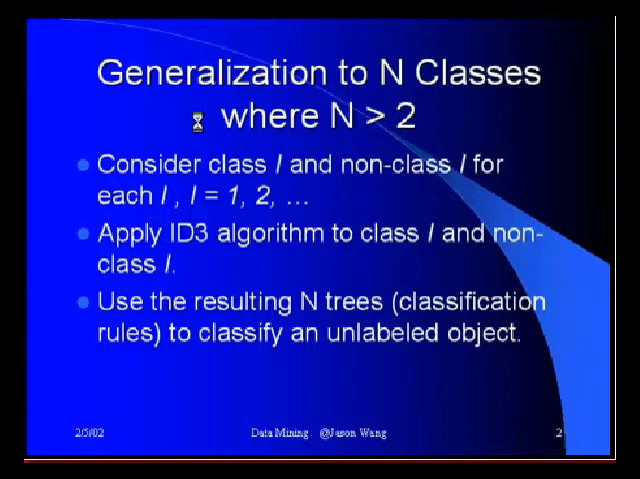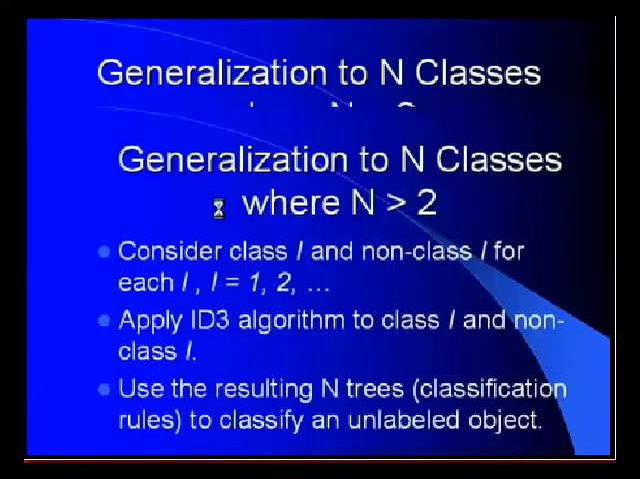You can do so by looking at each class in turn. So suppose you have 10 classes. Then by applying the ID3 algorithm, you will end up with 10 different decision trees. And from each decision tree, you are able to extract classification rules. So you will get a lot of classification rules from these decision trees.